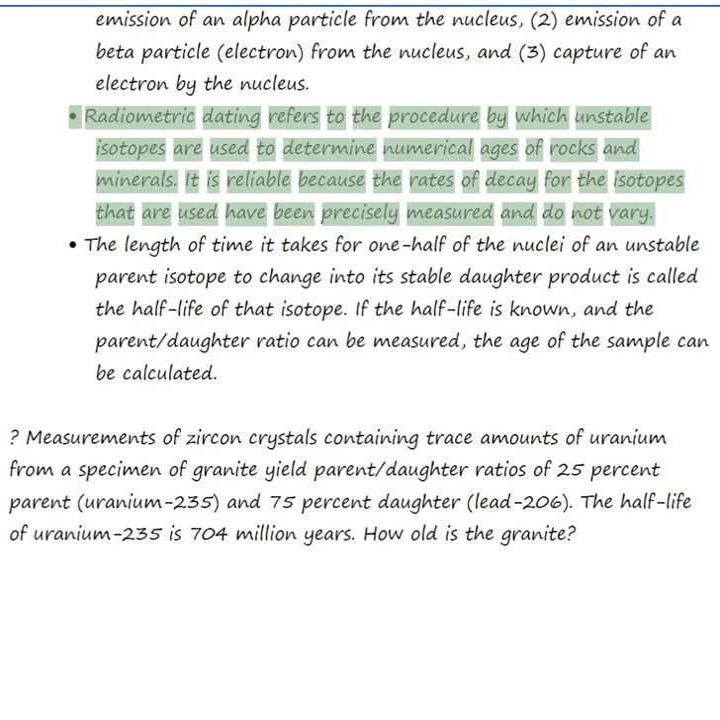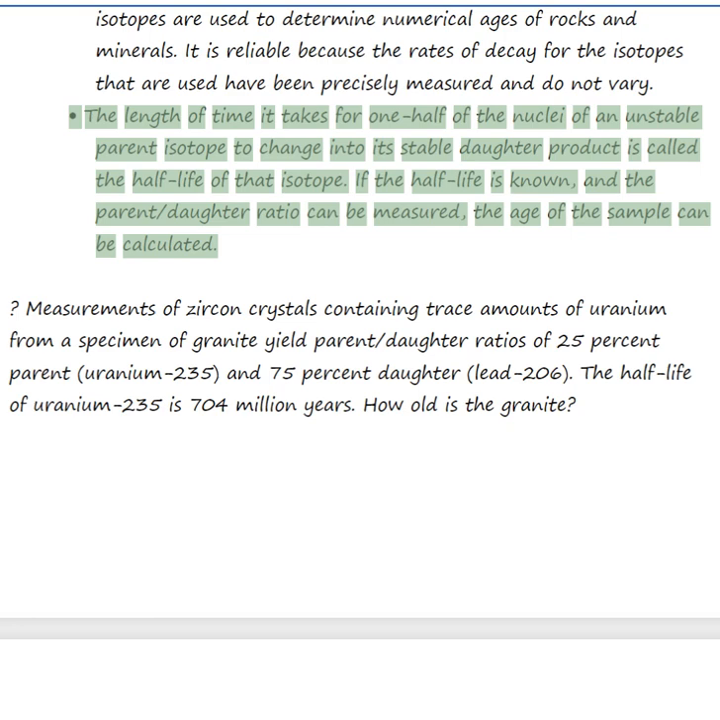Radiometric dating refers to the procedure by which unstable isotopes are used to determine numerical ages of rocks and minerals. It is reliable because the rates of decay for the isotopes that are used have been precisely measured and do not vary. The length of time it takes for 1/2 of the nuclei of an unstable parent isotope to change into its stable daughter product is called the half-life of that isotope. If the half-life is known, and the parent-daughter ratio can be measured, the age of the sample can be calculated.